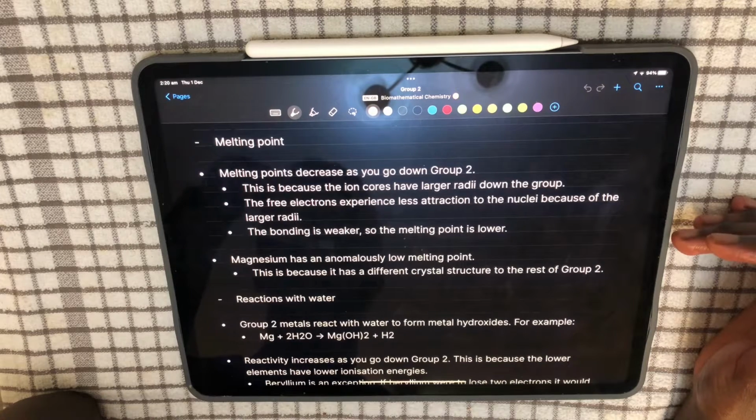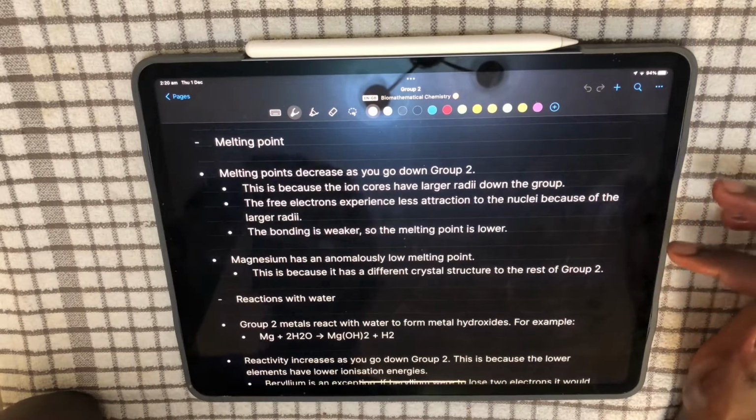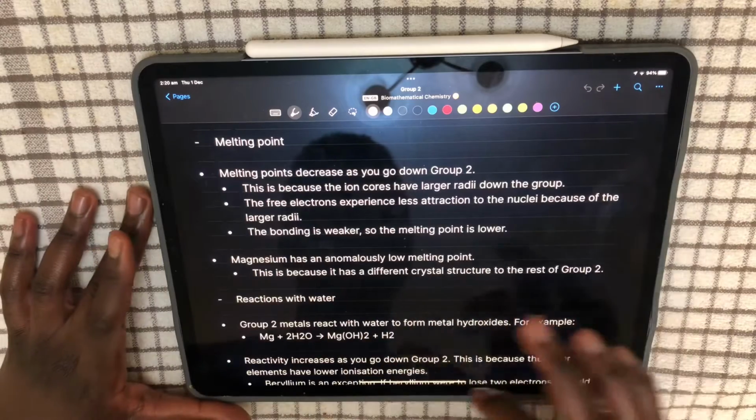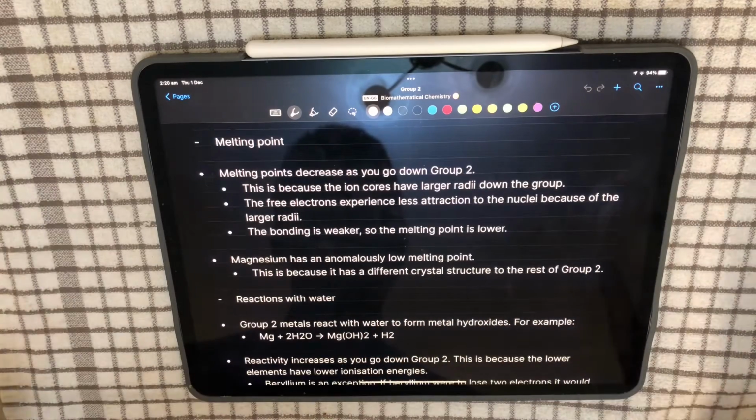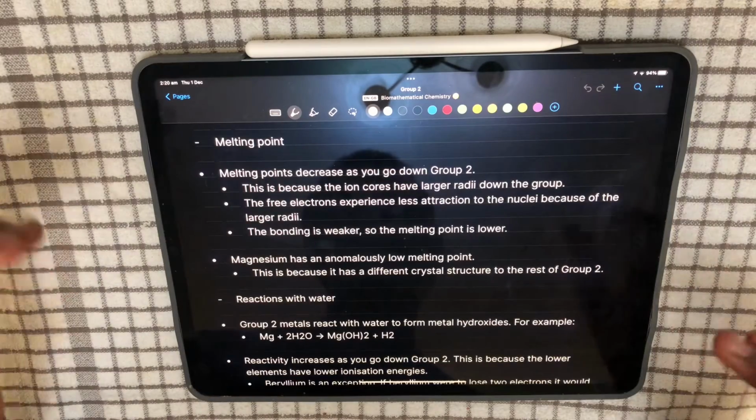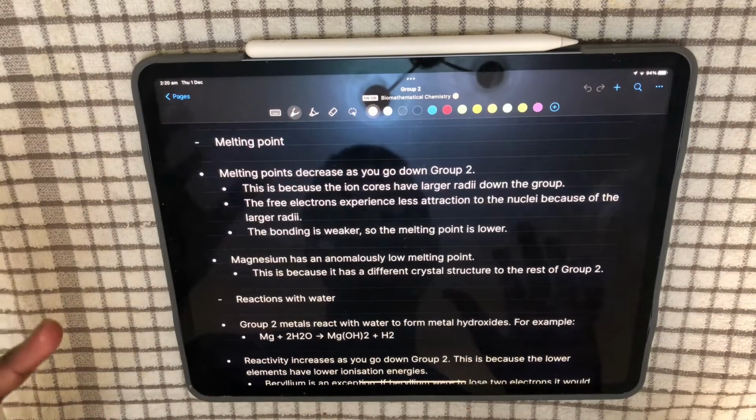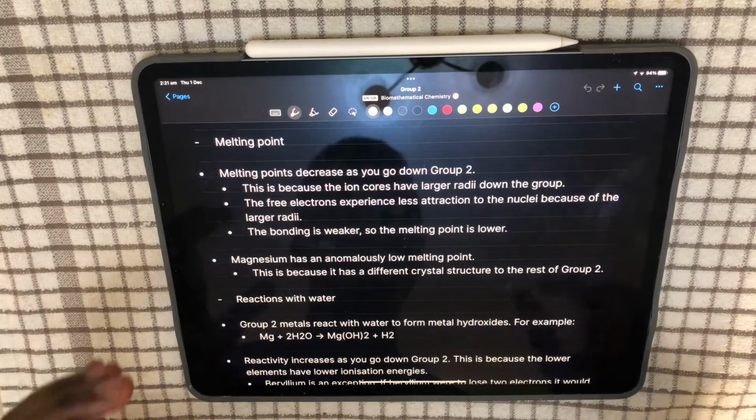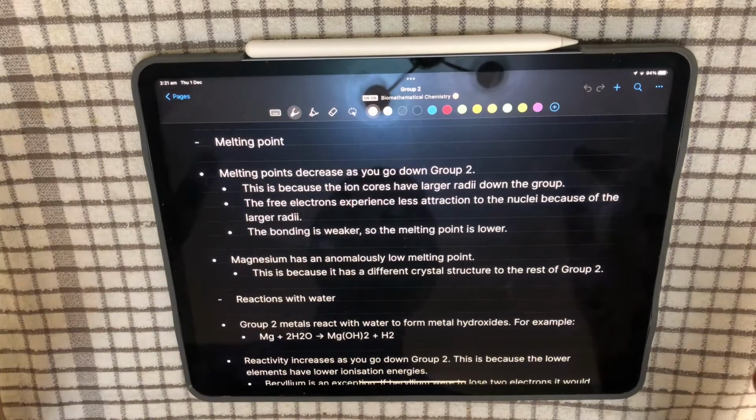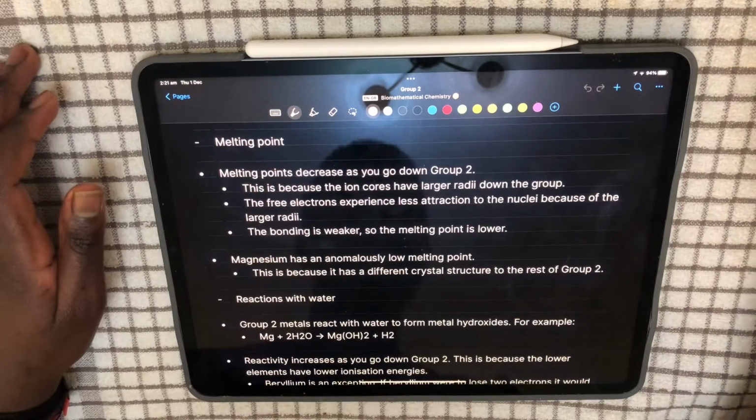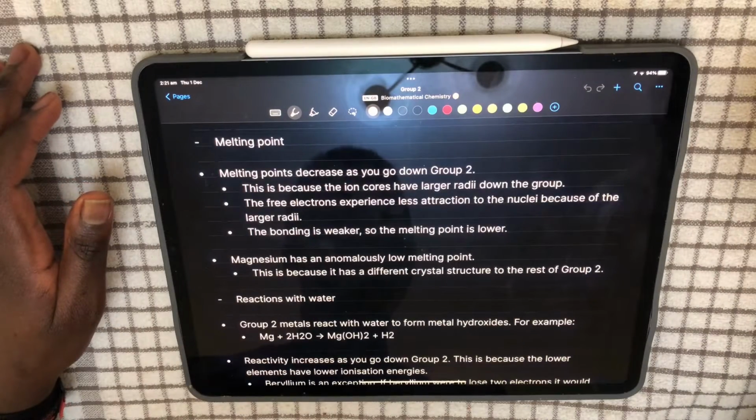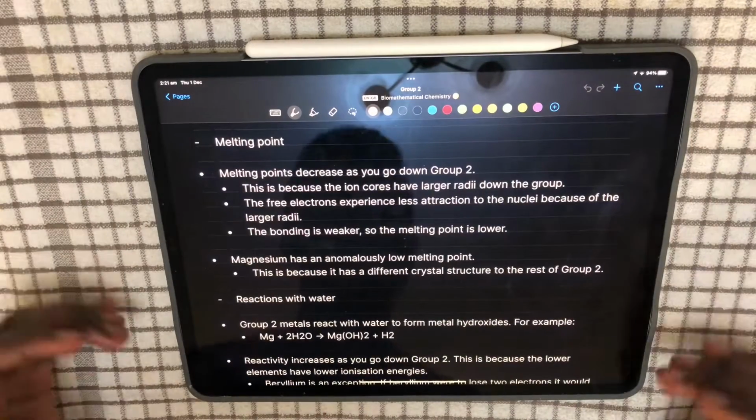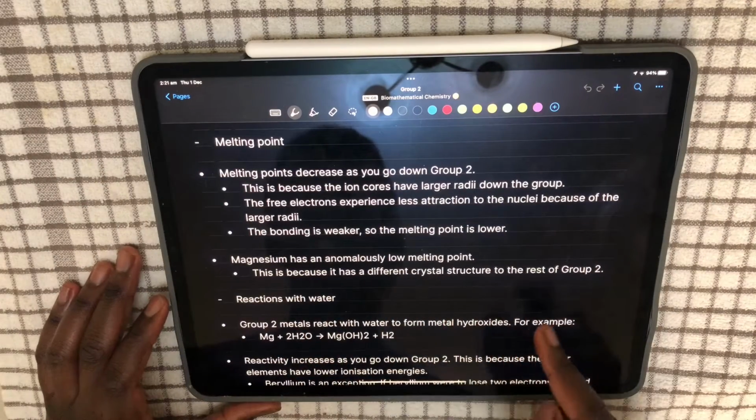So I haven't got my periodic table with me right now, but beryllium, magnesium would generally have the highest melting points, right? But magnesium is one anomaly. Magnesium has an anomalously low melting point, so it doesn't follow the trend. As I said before, there are examples where certain groups, certain atoms, or certain trends have a kink to them. So magnesium has an anomalously low melting point compared to the trend, where you'd expect the melting point to go down in regular amounts. And that's because it has a different crystal structure to the rest of the group 2 metals.